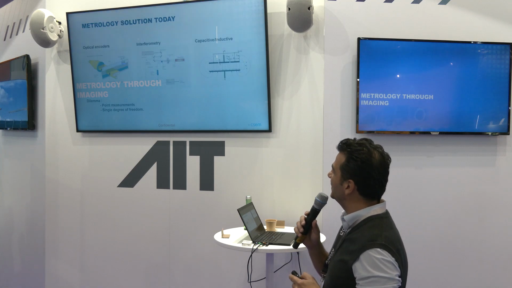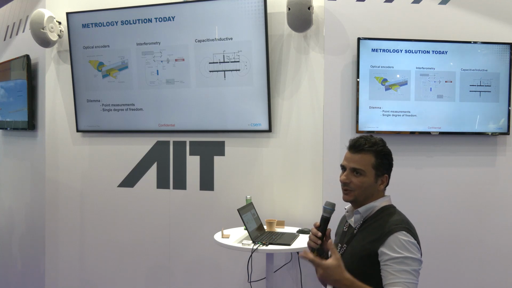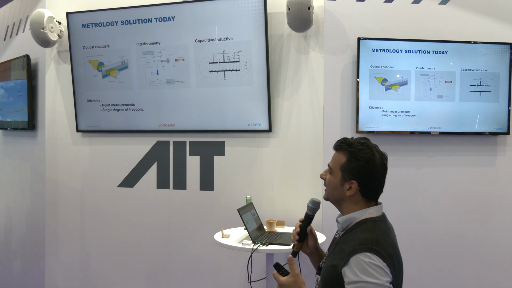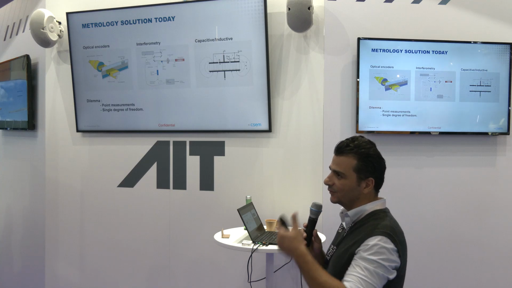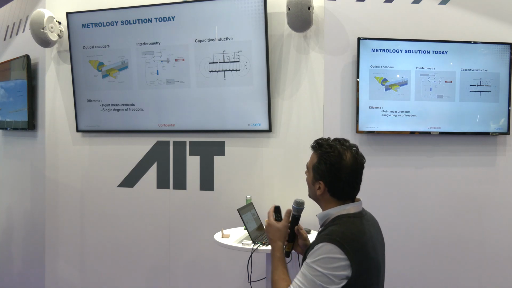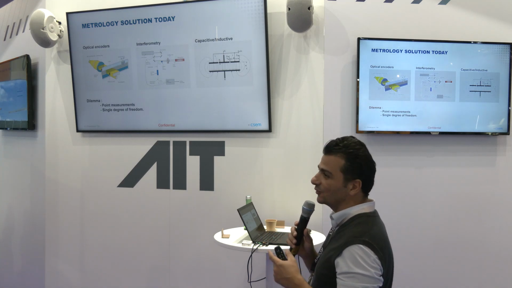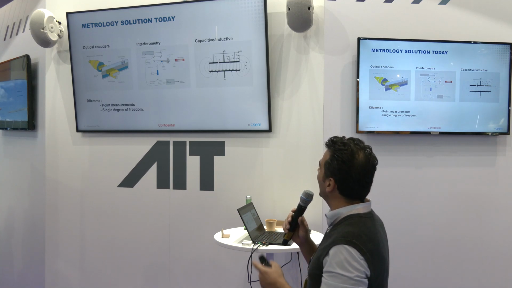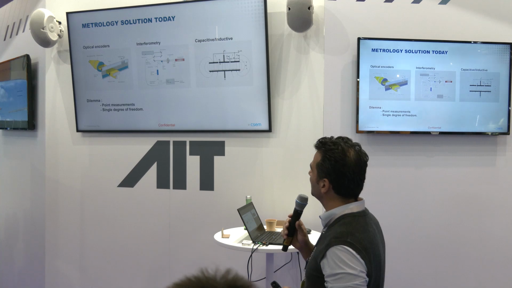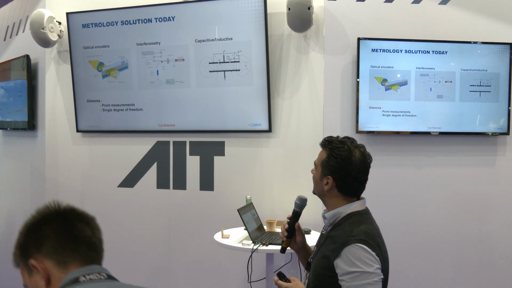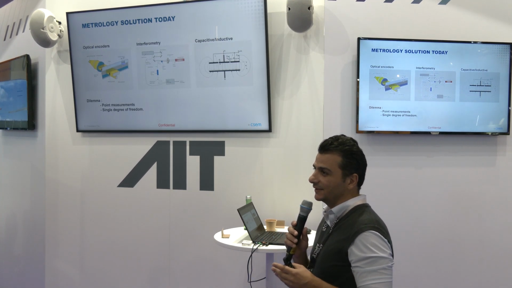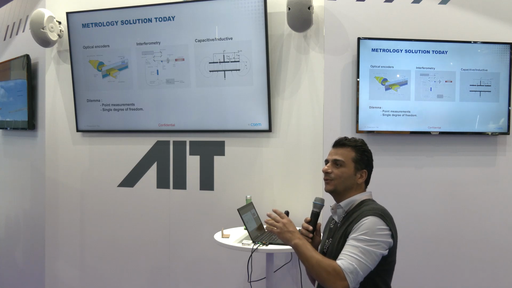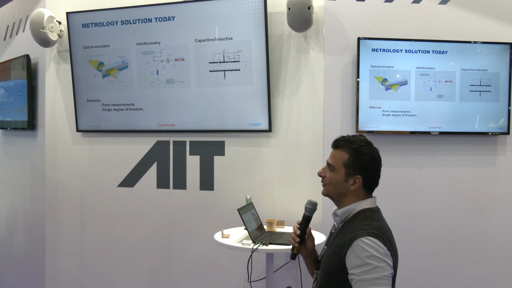Today, in the state of the art, we have 3 scenarios in which we are doing metrology on a machine. The first one is optical encoders. We have big names like Heidenhain. We also have interferometry, which is quite used in metrology solutions. And the last, let's say, state-of-the-art and most relevant topic is capacitive or inductive sensing. And these are really dedicated to proximity, short stroke actuators.